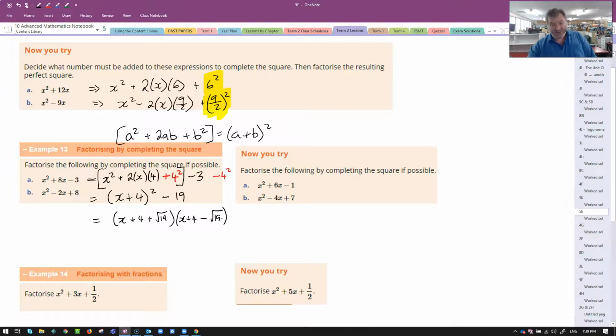Incidentally, when we go to sketching these quadratics a little bit later, that little form in the middle there, this is called the turning point form.